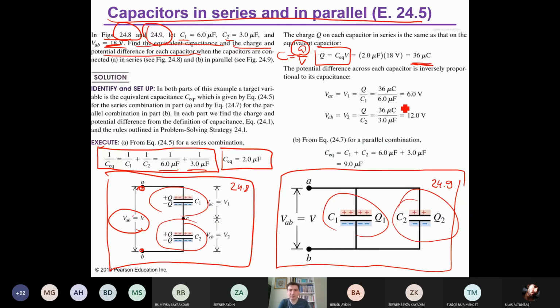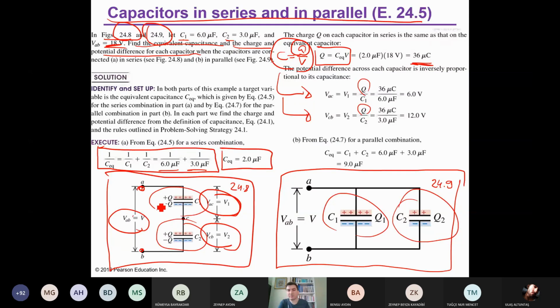Again, by using this relation, you can calculate V1 and V2: Q over C1, Q over C2. We have calculated Q. In series connection, we have the same Q charges on the capacitors. Don't forget this one. It is very helpful information. And in part B, we will do the same for a parallel combination of the capacitors.